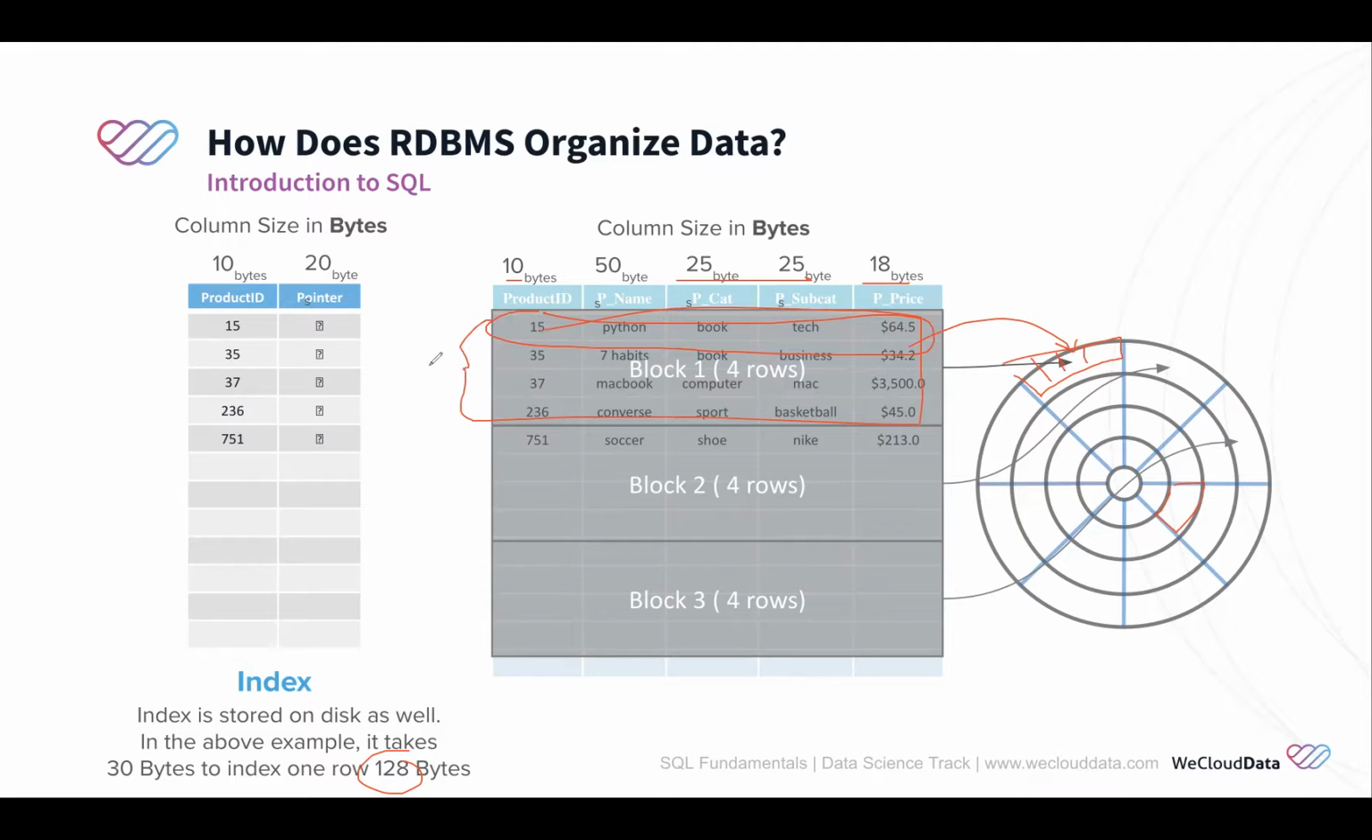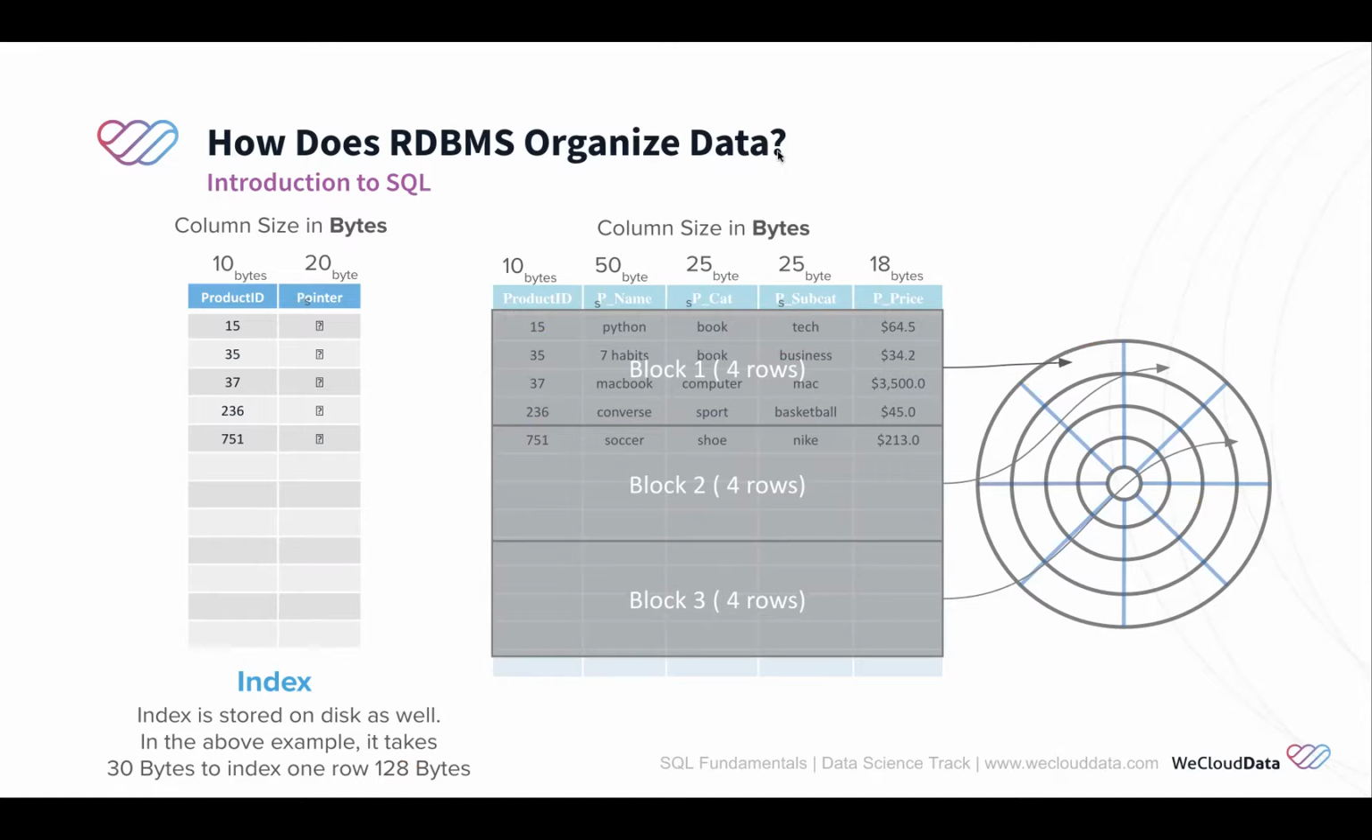So that essentially means that if we would like to access product ID 37, which is the 3rd row, we just need to go to block 1, and then we'll read the entire block 1, and then we just find the 3rd row, which is product ID 37. Okay. So that's how the data is stored from a table. It gets stored on the blocks.